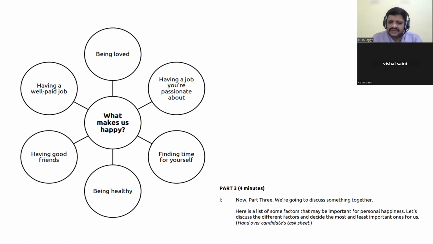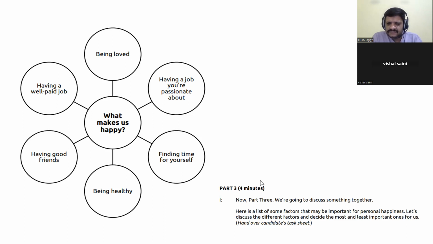Did you read the instructions? Can you read the instructions for me right now? What is written here? Here is a list of some factors that may be important for personal happiness. Let's discuss the different factors and decide the most and least important. We have some factors here. Do we need to discuss these factors, or general happiness? I'll answer this question, but explain to me the instructions. What is written here?